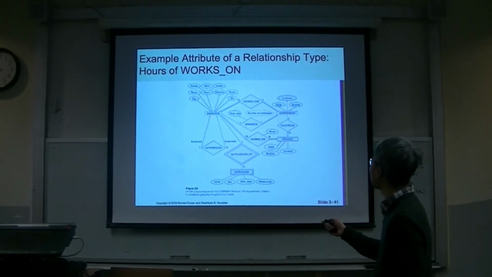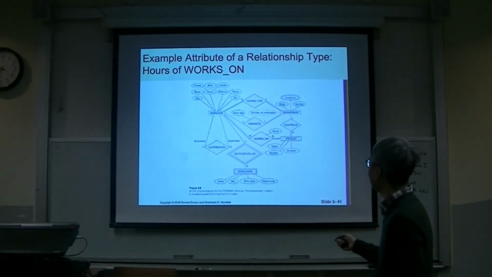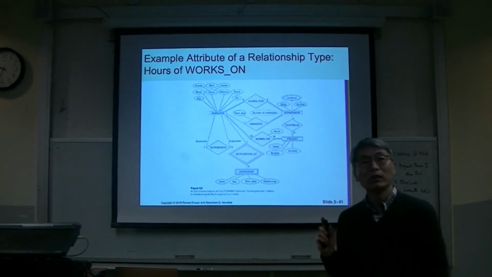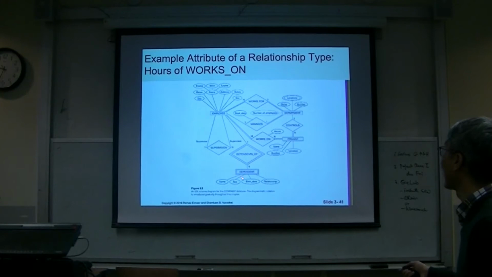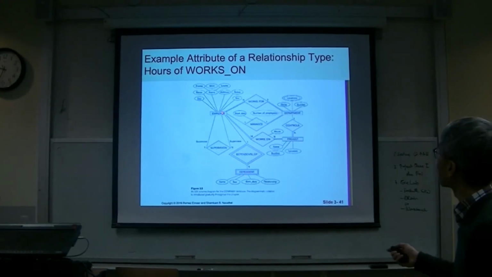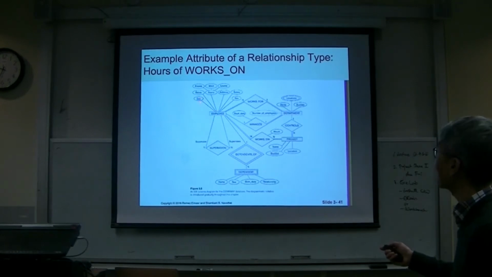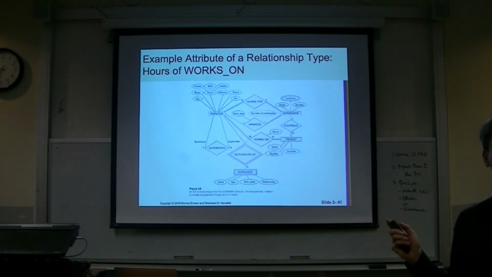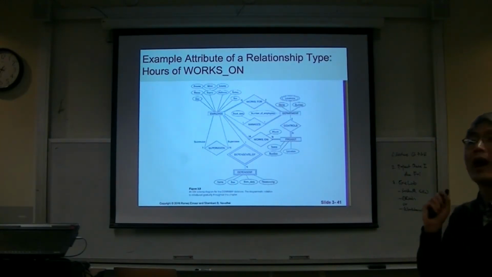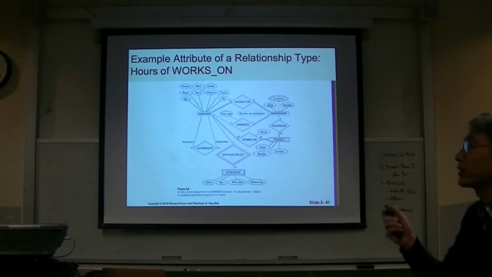So we have an employee, department, project, and the dependent. Among these entity types, let's see whether we can find the key attribute. Take a look at the employee. It has a social security number, so it's underlined. It's a key attribute. A key attribute is the attribute that can be used for identifying a specific entity.